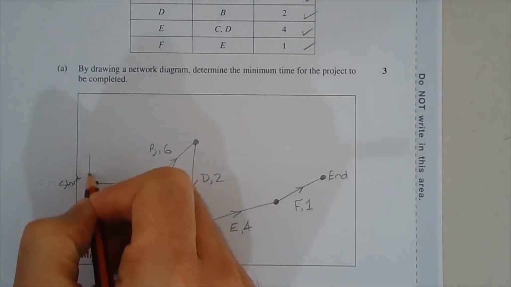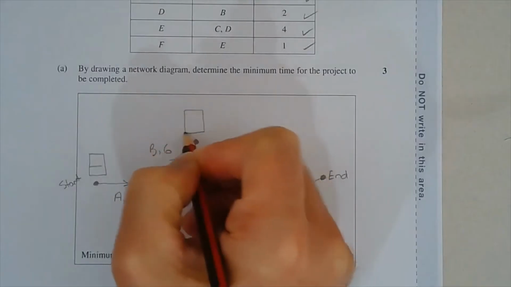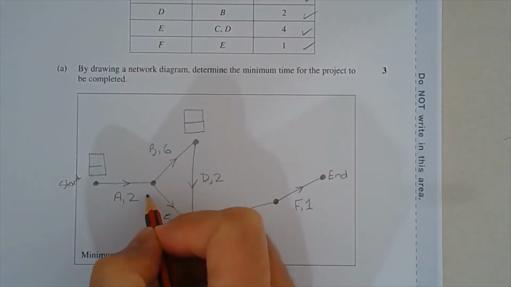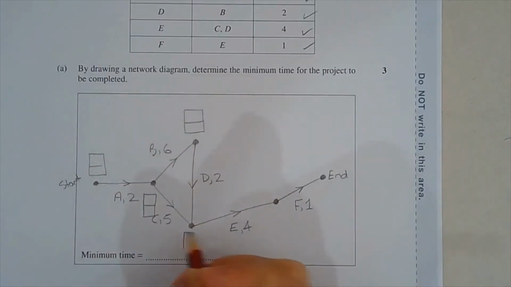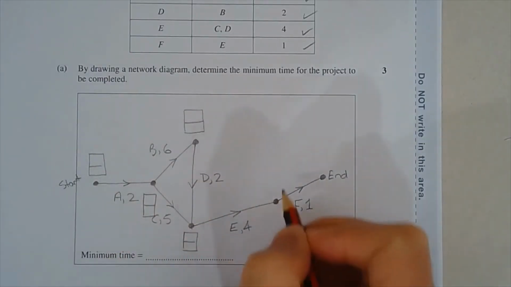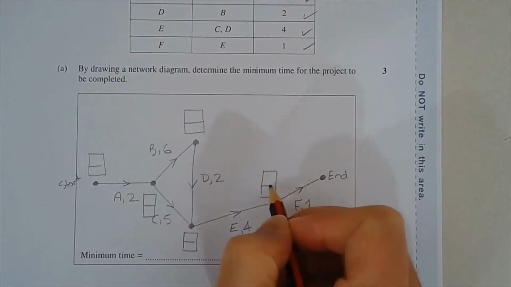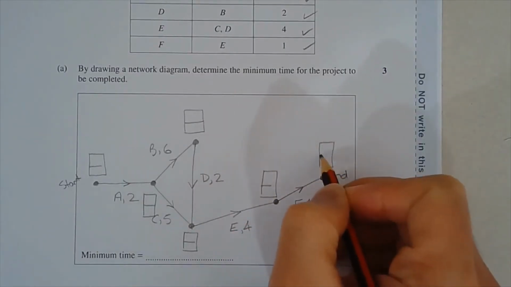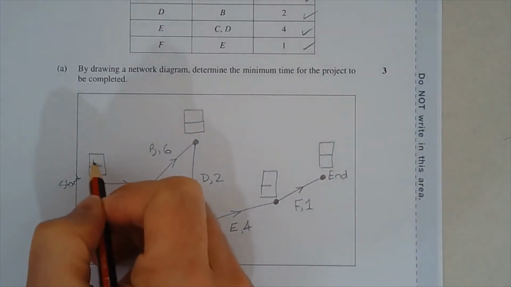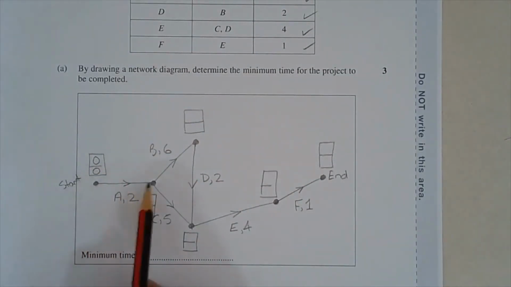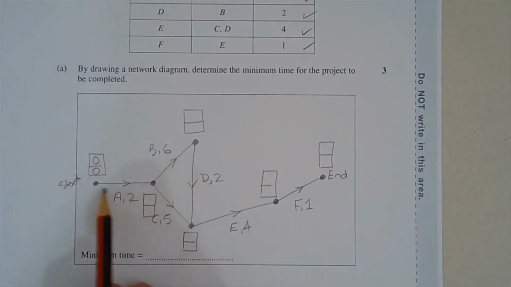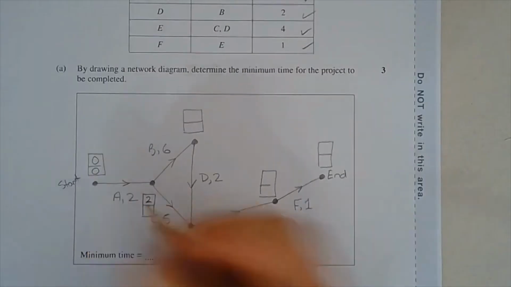So I might draw some dominoes here, and there's one here as well, one here, one here, and one here. Okay. So from the start, A must be on the critical path. It's the only activity from the start. So there's 2 hours there.